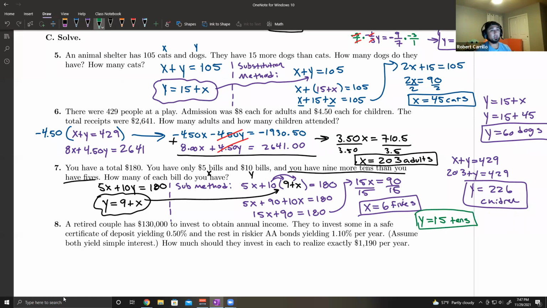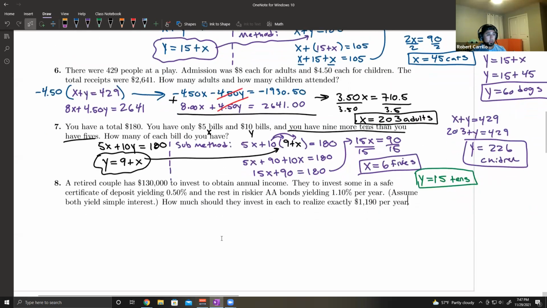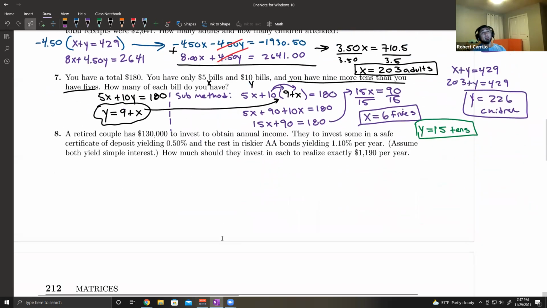All right, cool. Everybody go with that? Okay. Last one for these word problems. All right.